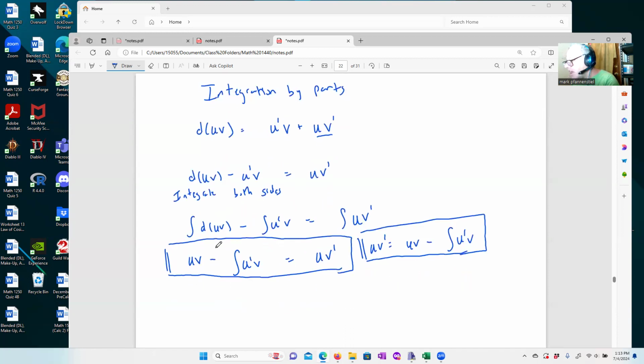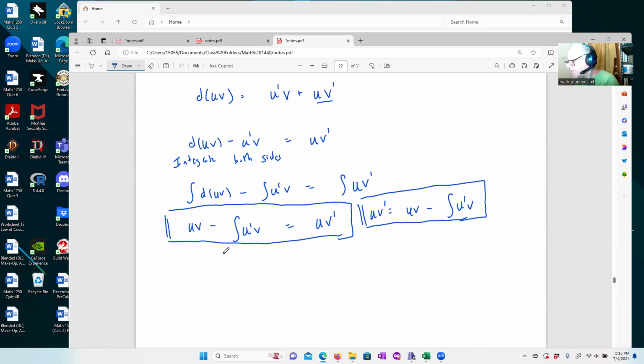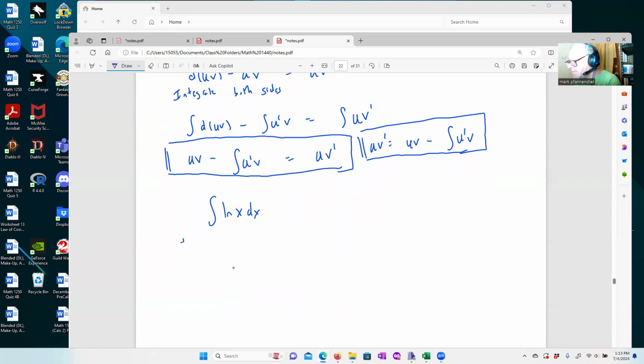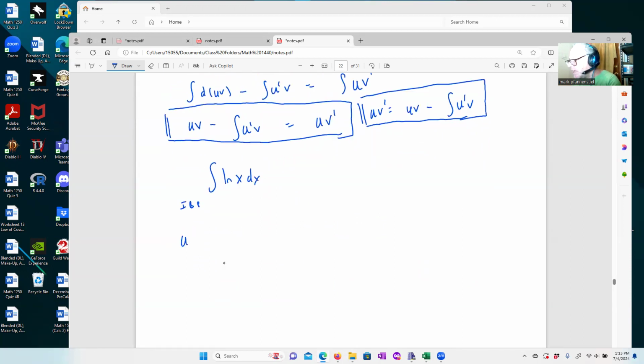Okay, so the canonical example for why we need integration by parts is how do we integrate the natural log of x? Now remember, we know the derivative of natural log, but we do not know the integral of natural log. So what we have to do is integration by parts here. So we'll say u is equal to natural log of x. You always want to pick something you know the derivative of to set that up.